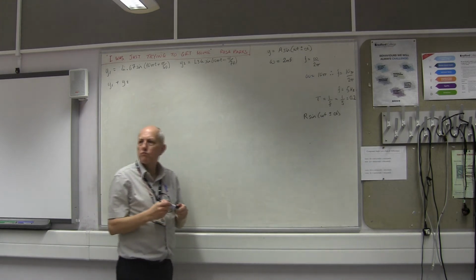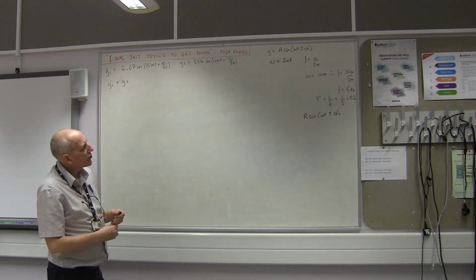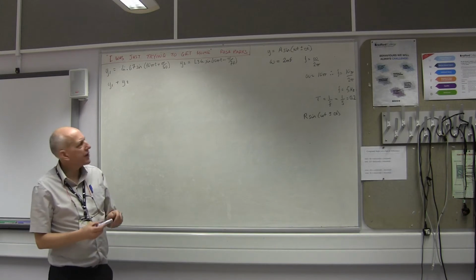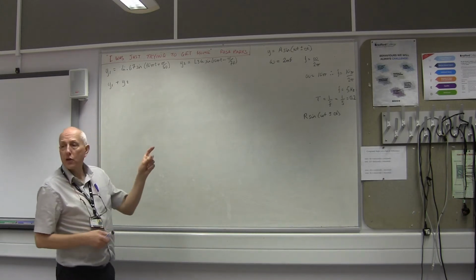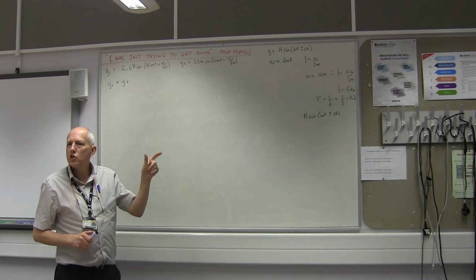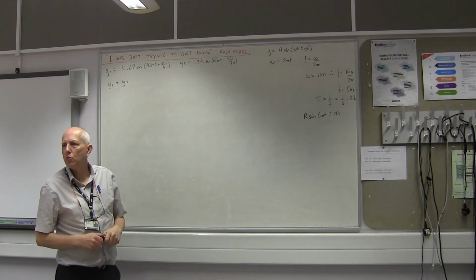Jimmy, you know we just got the 0.2, is that for the frequency? That's for the period. So it's doing 5 cycles in 1 second. So it's taking 0.2 of a second to do one of them.